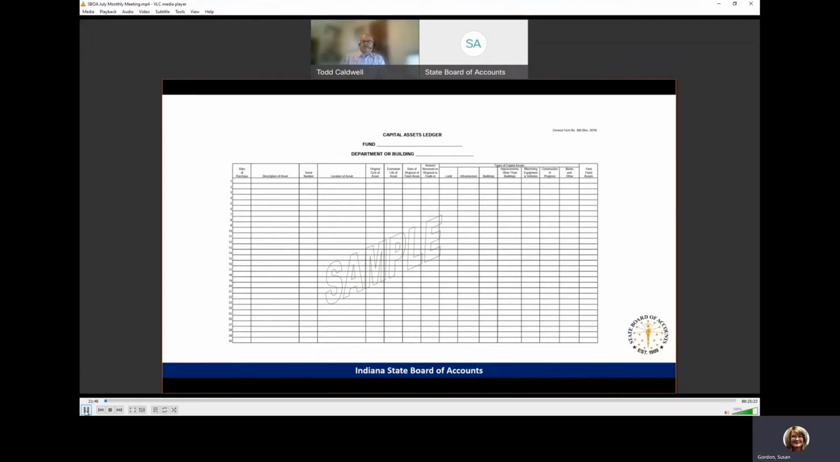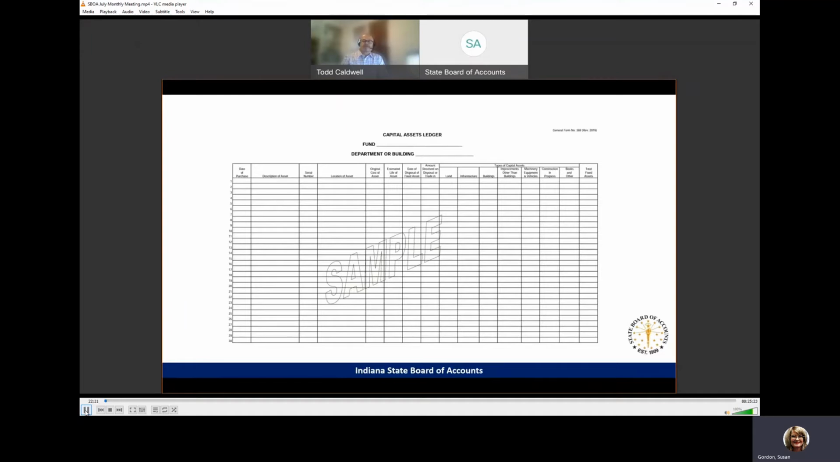Once your asset listing is up to date going forward, all your additions should have invoices or a claim or a contract or some documentation that's going to provide the original cost of the asset. Estimated useful life is important for determining accumulated depreciation, and we're going to be talking about accumulated depreciation here in several slides. It's also a place on the form to record the date of disposal. That's an important piece of information to have.